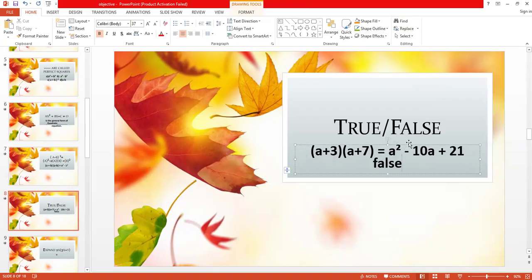No doubt, when we add, we will get 10, and when we multiply, we will get 21. But here the sign is wrong. Minus is not required. The exact sign is plus.